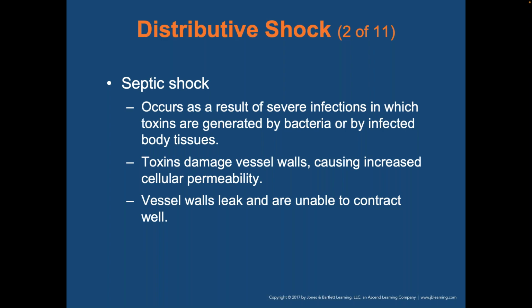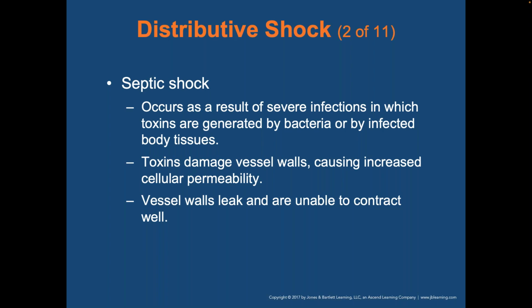This occurs as a result of severe infections in which toxins are generated by bacteria or by infected body tissue. Then what happens here is toxins damage the vessel walls, causing increased cellular permeability, which then causes widespread or systemic vasodilation and getting bacteria into the blood, which is then named bacteremia, right? So the bacteremia then causes widespread vasodilation, causing blood pressures to drop. Now you're in a distributive shock because of a massive infection in the blood.